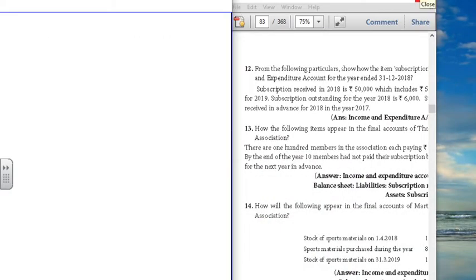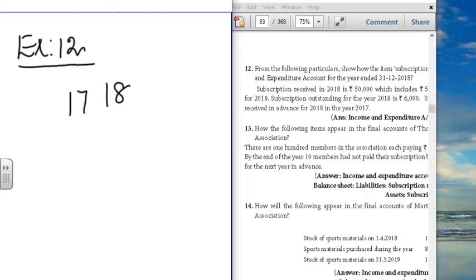Good morning, students. In this session, we are going to see exercise problem number 12. Before going to problem number 12, let us recall the points you have learned about the subscription. Subscription paid in the previous year minus, subscription for the current year it is plus, and subscription for the subsequent year, that is the future year, minus. For example, 18 is the current year, 17 is the previous year, 19 is the future year.